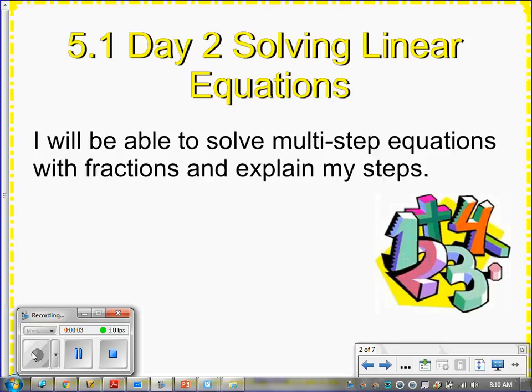Today is 5.1, day 2, solving linear equations. At the end of this lesson, you'll be able to solve multi-step equations with fractions and explain your steps. So today we'll be dealing with clearing fractions in the equations.